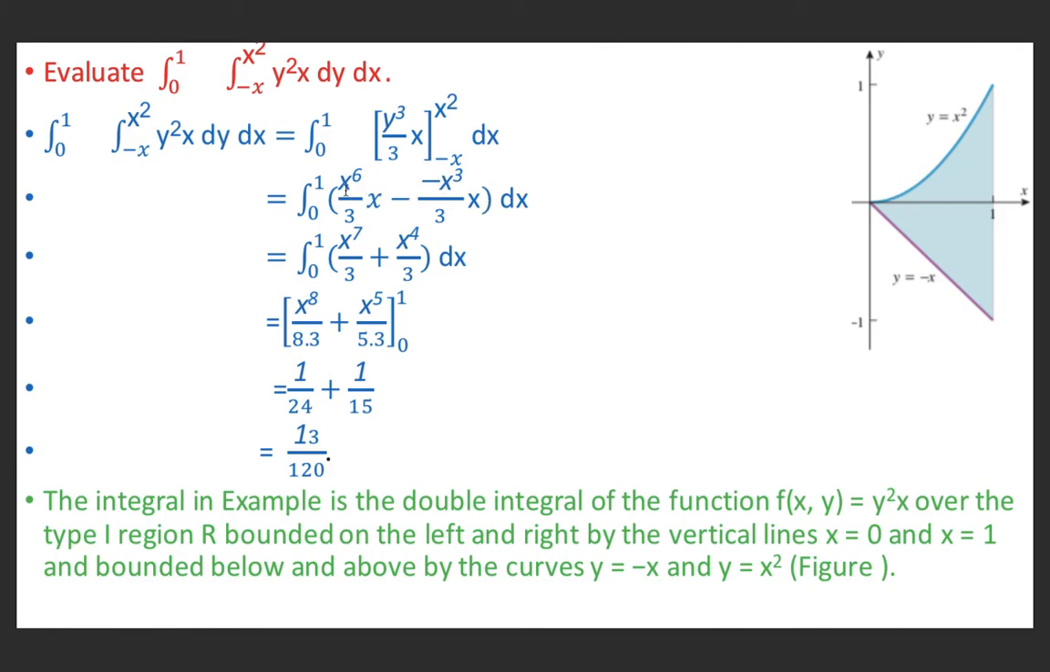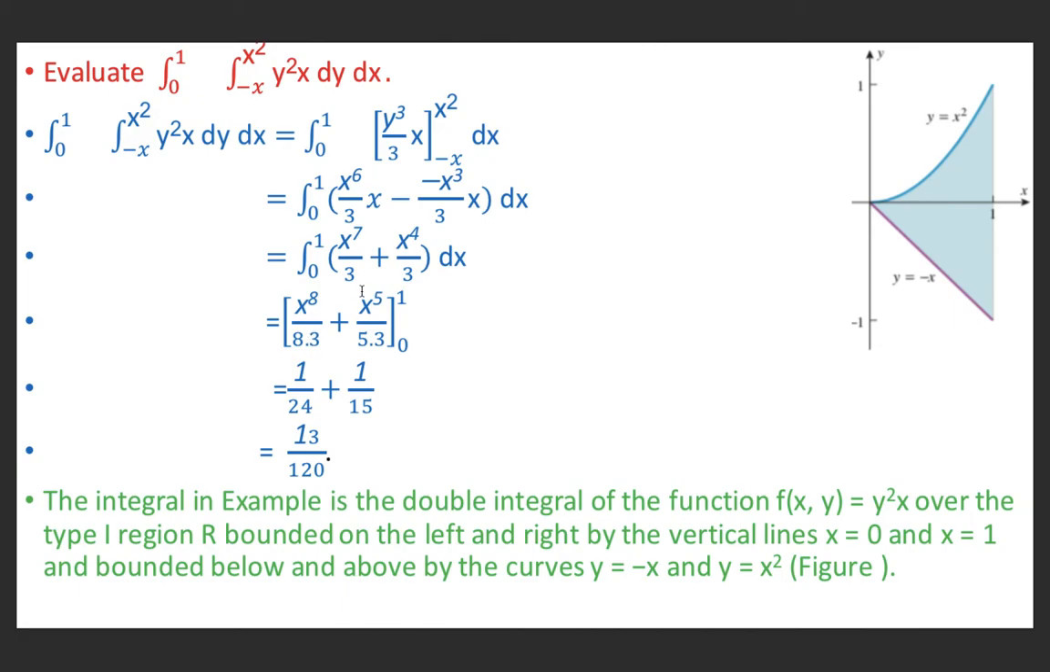If you simplify it, it is x^7 upon 7 plus x^4 upon 3. Now we will integrate it with respect to x. So integration of x raised to 7 is x raised to 8 upon 8, and this is 3. Integration of x raised to 4 is x raised to 5 upon 5, and this is 3. Now the limits are from 0 to 1.